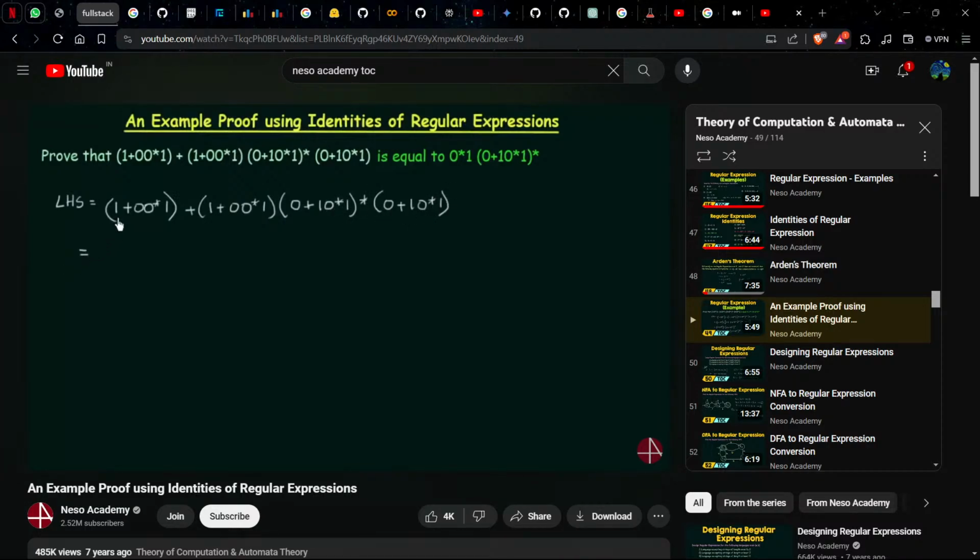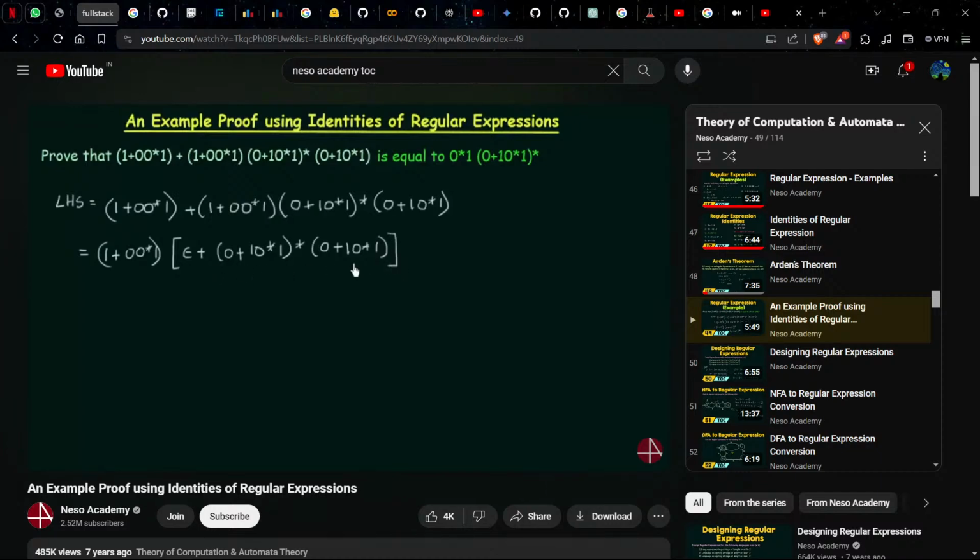Okay, now if you see here, this term 1 plus 00*1 is repeated. Here we have this term, and here also we have this term. So I can take this as common. Let me take 1 plus 00*1 as common. If I take it as common, what do I get? Here, once it's taken as common, this becomes epsilon, and plus. So this is taken out over here, and these two terms are remaining. Let me write these two terms: (0 plus 10*1)* and (0 plus 10*1).